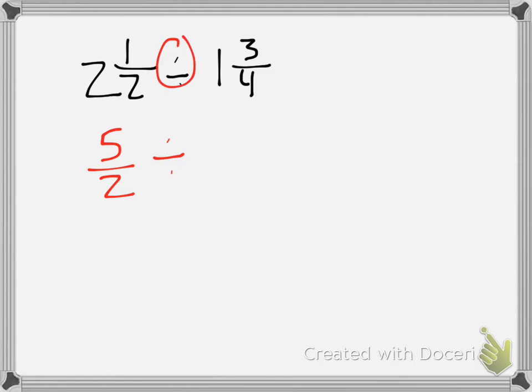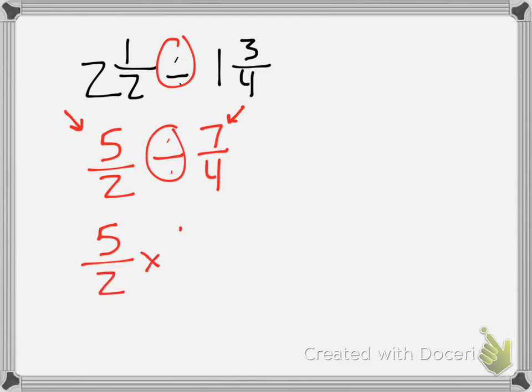Divided by, keep the divided by sign, okay? Divided by 4 times 1 plus 3 is 7/4. Now that they're improper, meaning that the numerator is larger than the denominator, now I'm going to multiply by the reciprocal of the second fraction. So I'm going to go 5/2 times 4/7. Now, many of you, again, are thinking I can cross-cancel this. We're not going to, although if you know how to do that, that's great.